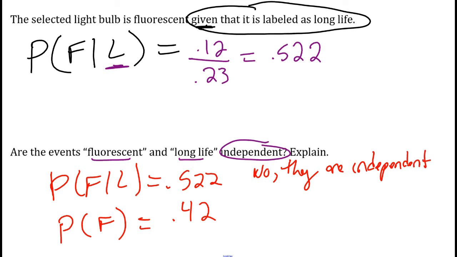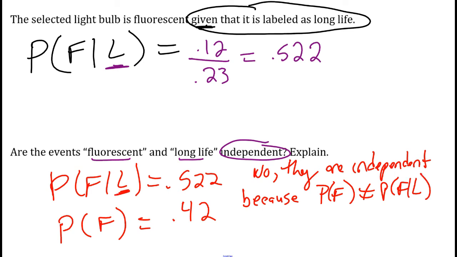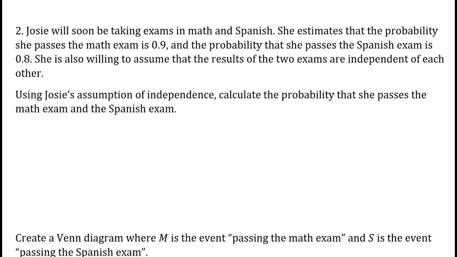Why are they independent? Because P of F does not equal P of F given L. So knowing that extra information, the probability changed. They're no longer equal. There was some effect of knowing that it's long life on the probability of picking a fluorescent. So they are not independent events. If those two numbers were the same, they would be independent. Big idea: you need to know how to determine if two events are independent.